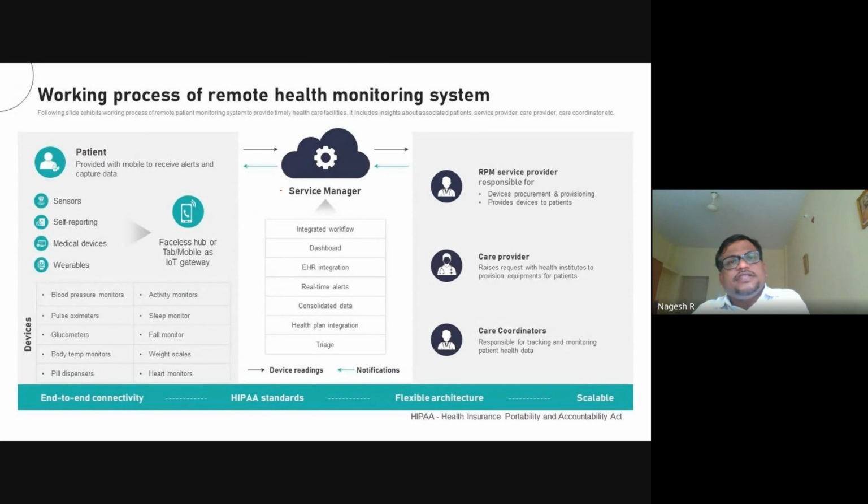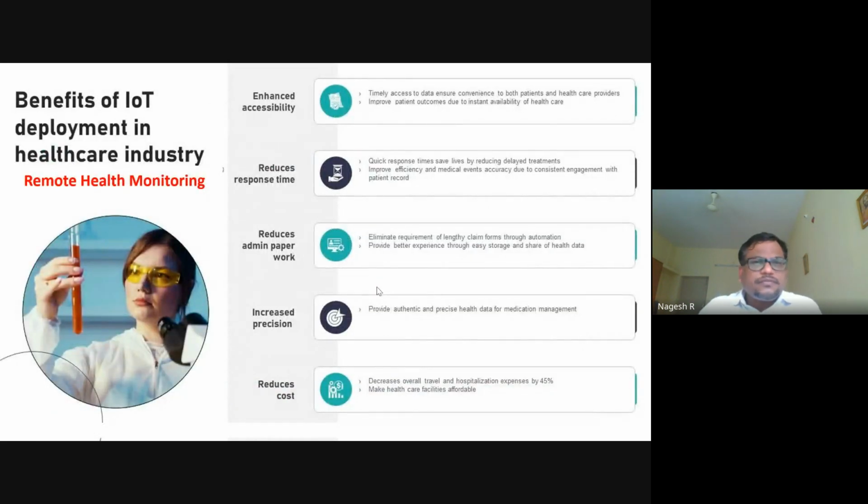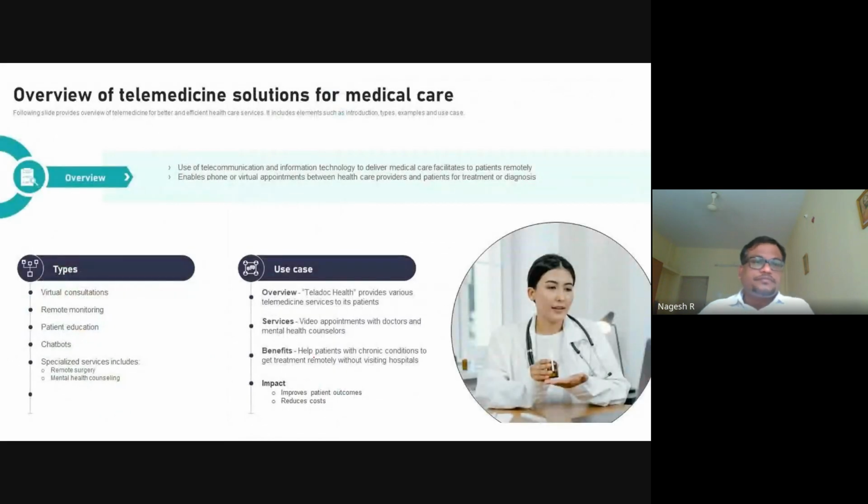Apart from this, there is remote monitoring. Whatever data we have sensed can be given to a service manager, can be given to a cloud, and the cloud is connected to the cloud service manager. So whatever parameters you have measured will go to the cloud, and the care providers can get into the cloud and suggest proper advisory. The benefits of remote monitoring are enhanced accessibility, reduced response time, reduced admin paperwork, increased precision, and reduced cost.